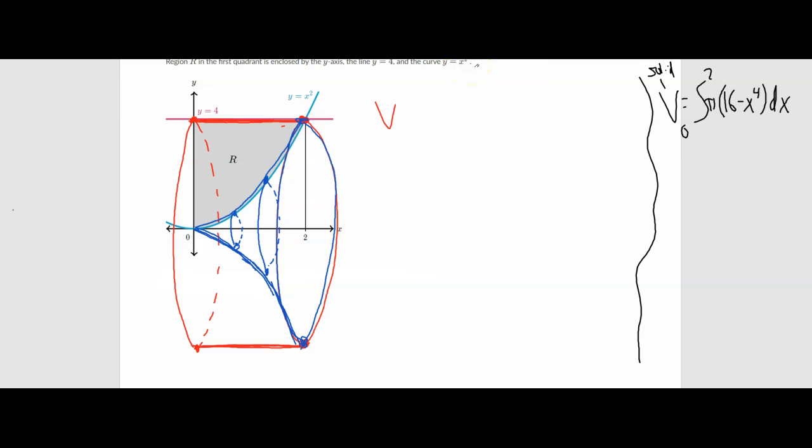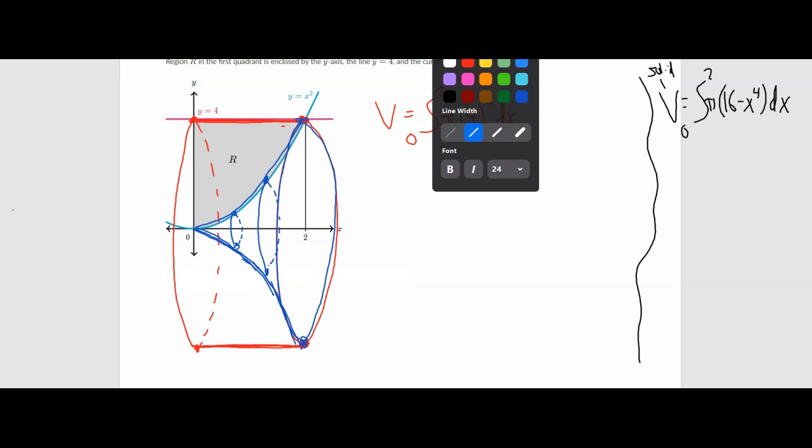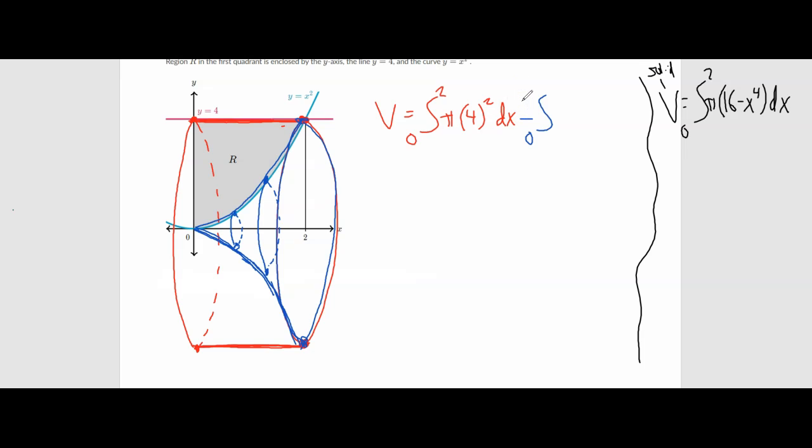So the volume of the red cylinder would be the integral from 0 to 2 of pi. The radius of the cylinder is going to stay the same, right? That's 4 for every little disk, dx. Then we could subtract out the volume of the top, right? And the radius of the top being the value of the function. So x squared to the power of 2 dx.